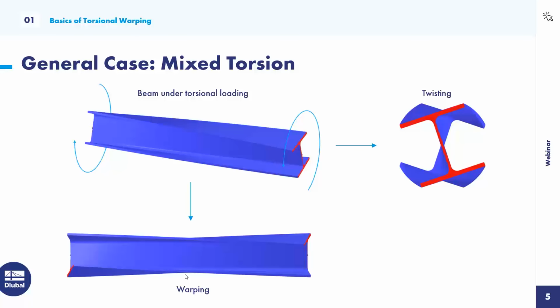In fact, there are many practical cases where we can neglect it without making a huge error, and we will talk about that today. But before we jump into this, we want to discuss the main features of the two load-bearing mechanisms that are activated and shown here on the slide, so twisting and warping.